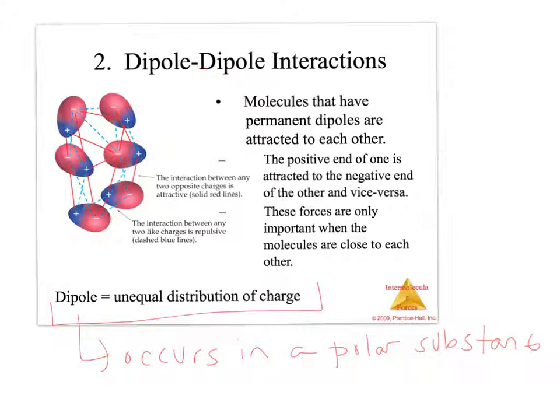So dipole-dipole interactions occur between polar substances. Polar substances have permanent dipoles. The positive side of one polar substance will be attracted to the negative side of another polar substance. So we say the positive dipole of one substance will be attracted to the negative dipole of another. These forces are most important when the substances are pretty close to each other, because when you're really far apart, they aren't attracted.